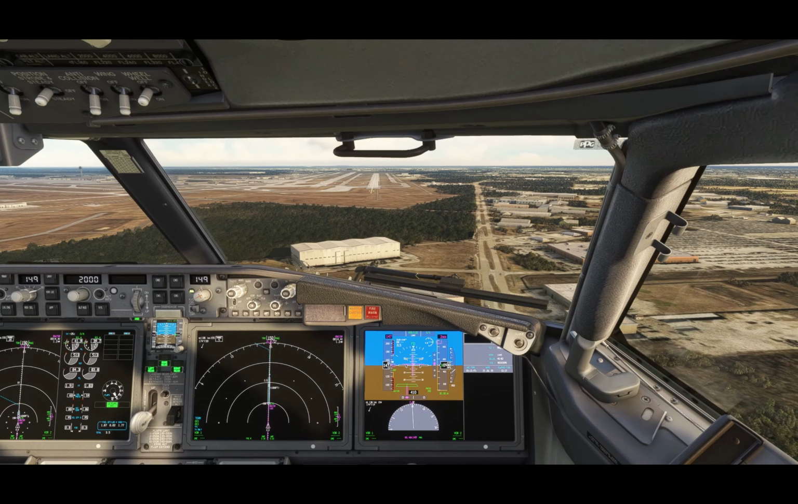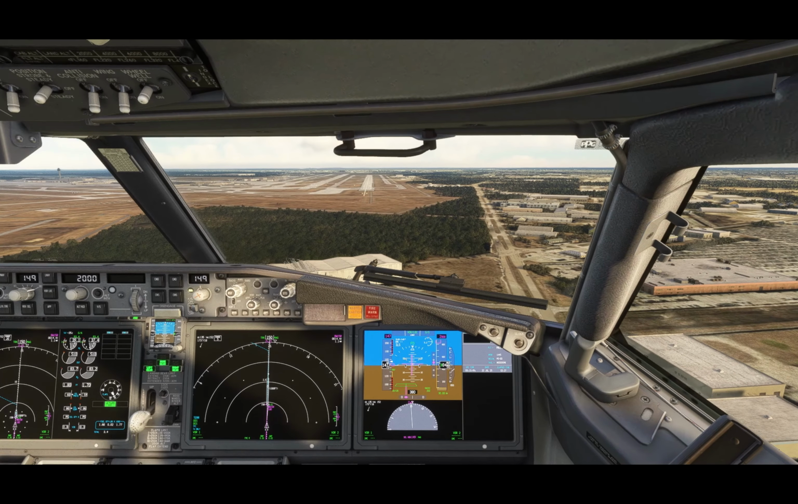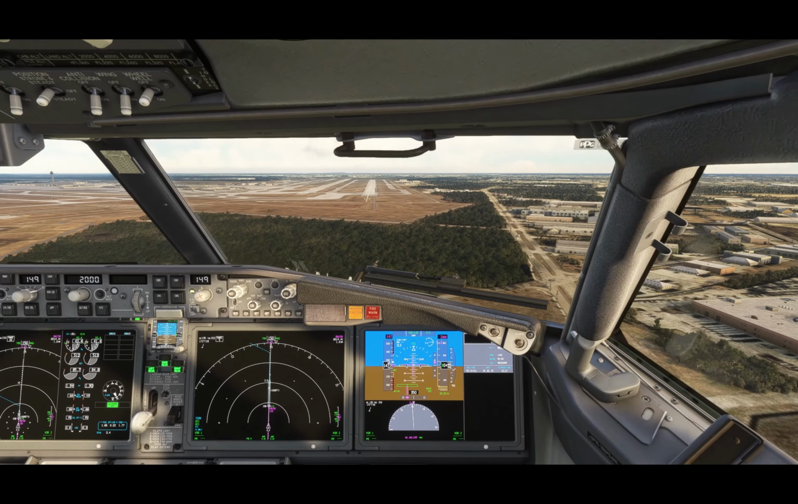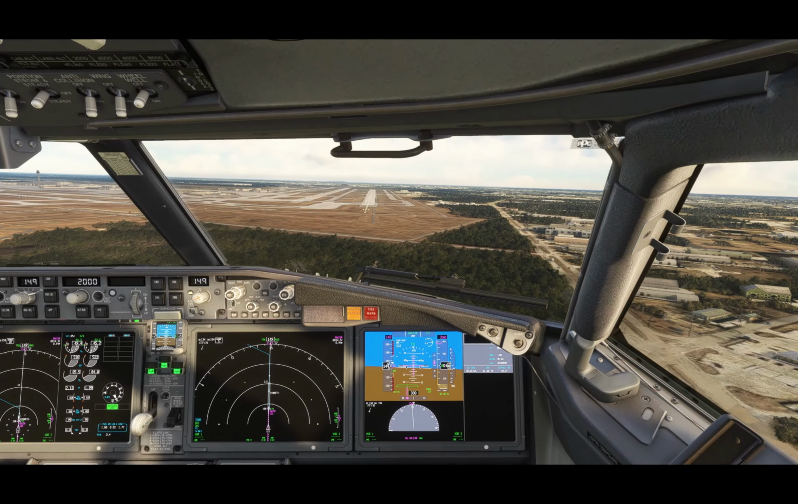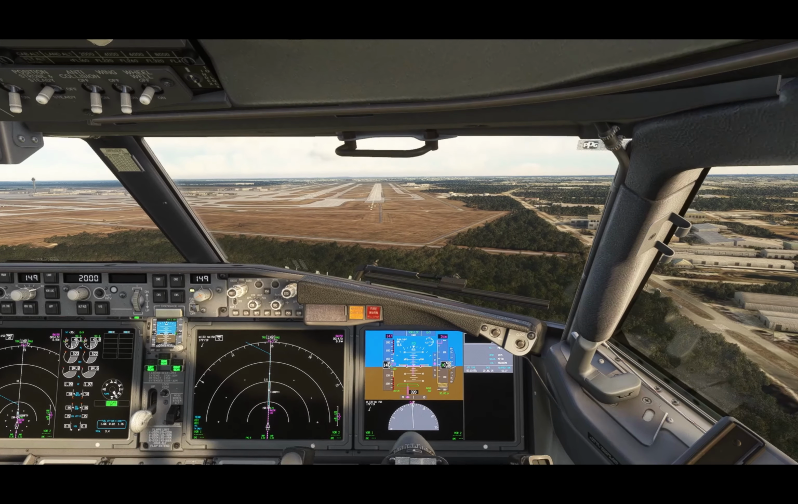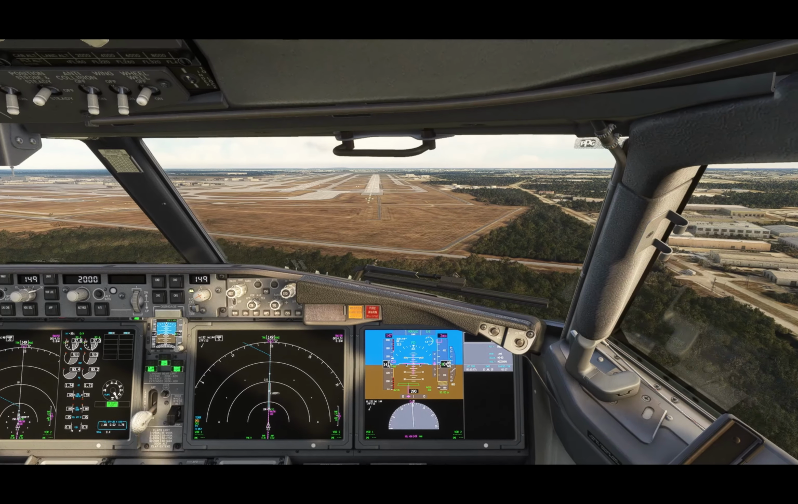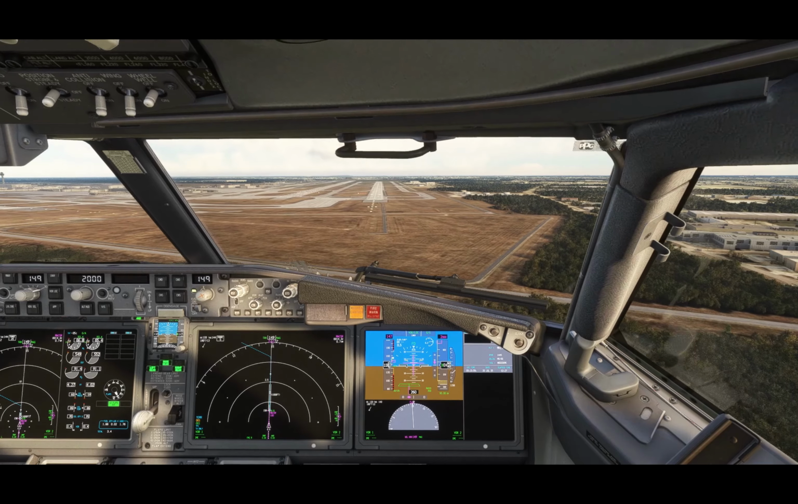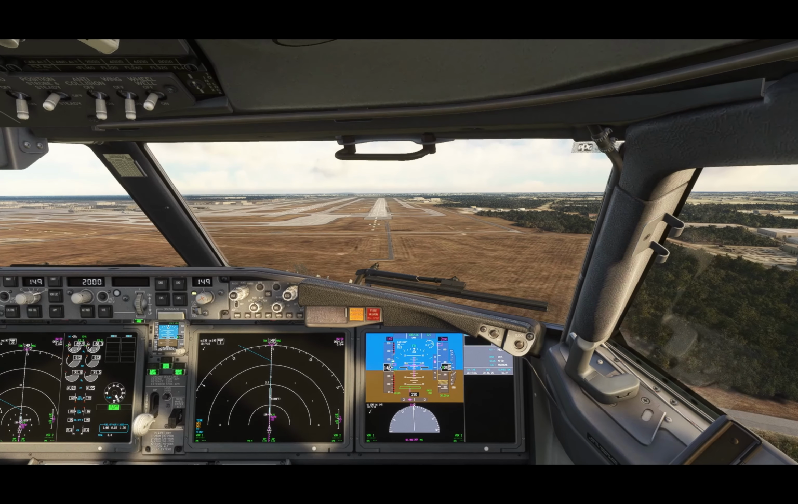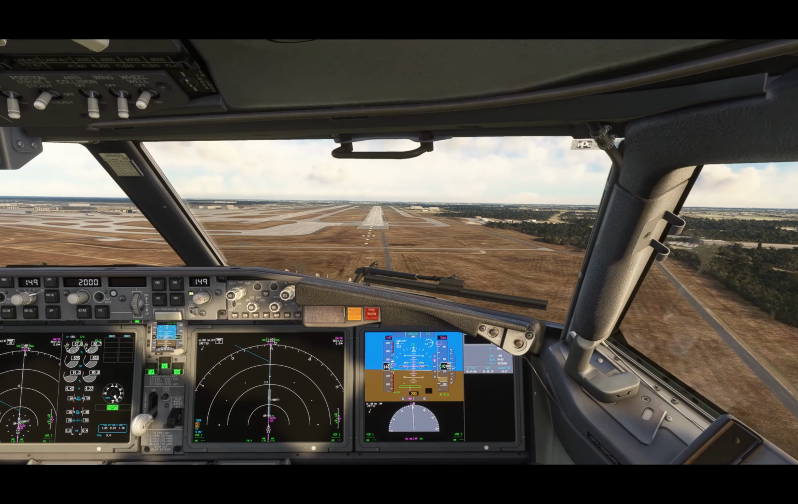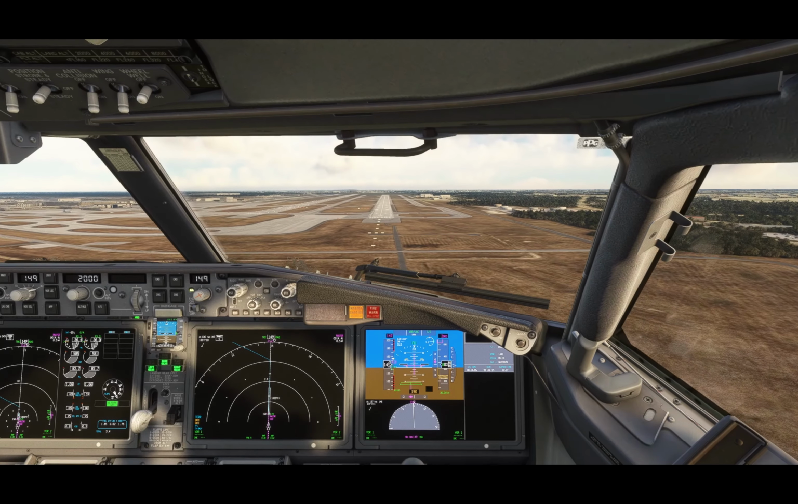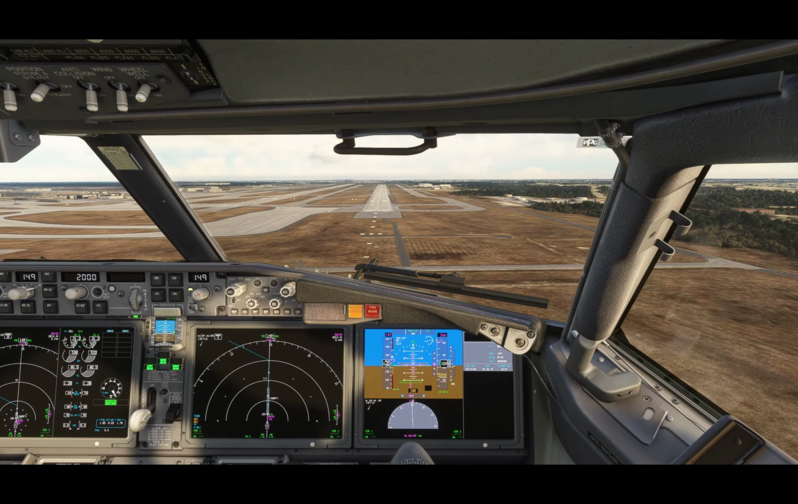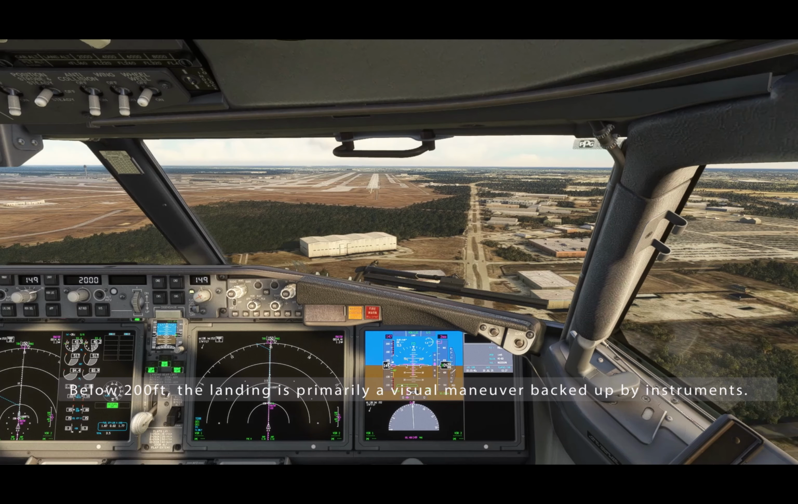But this landing is always something that I want to show you. So this is Houston Intercontinental. We're going to start at about 200 feet, and this is an ILS approach. One thing for ILS approaches is you never want to overshoot the ILS. But here's another word of advice for you. Below 200 feet, the landing is primarily a visual maneuver backed up by instruments.